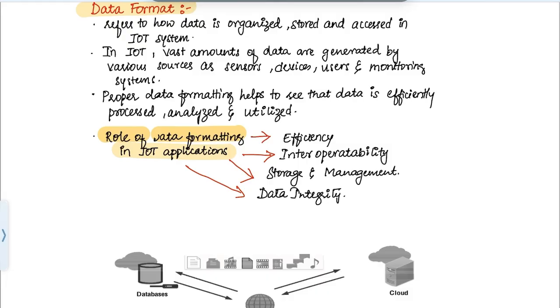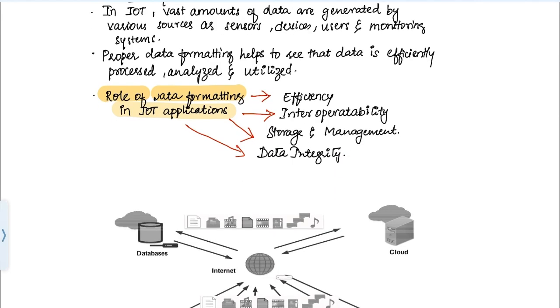Storage and management means, through data formats we understand how the data is stored. This will also tell us the choice of database which we are using. It could be SQL for structured data, or NoSQL for unstructured data. Then we have data integrity. Data integrity means only when we have well-defined formats, it will help us to capture the data properly. That is, there won't be any errors or redundancies happening here. So this was about the role of formatting in IoT applications.